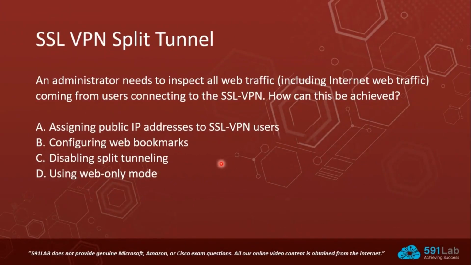Okay, let's go back to the question and find out the correct answer. The question is, an administrator needs to inspect all web traffic, including internet web traffic coming from users connecting to SSL VPN. How can this be achieved? Answer A, assign public IP addresses to SSL VPN users. No, this answer is incorrect. Answer B, configuring web bookmarks. No, this answer is also incorrect.